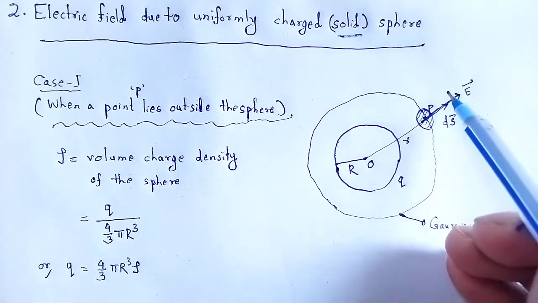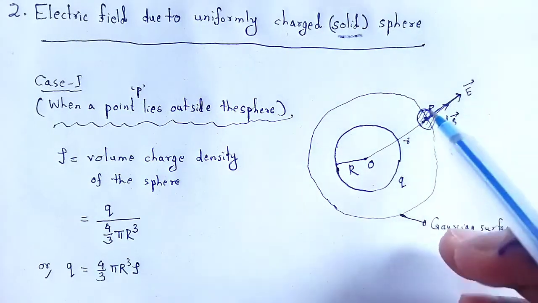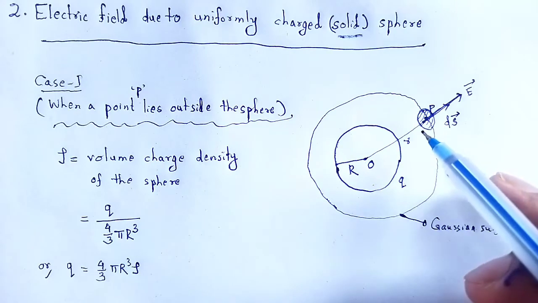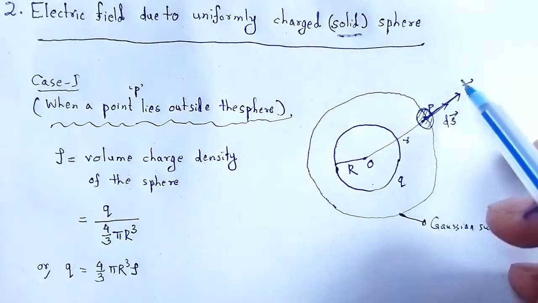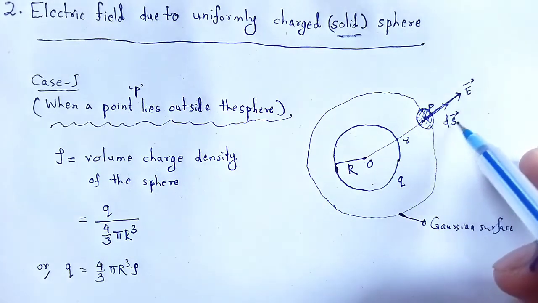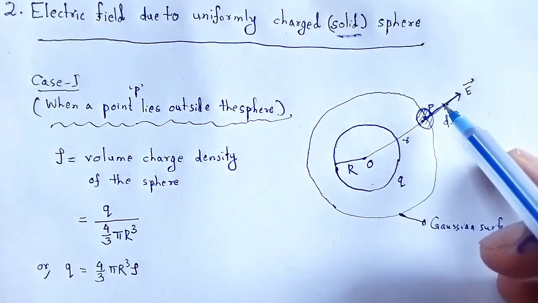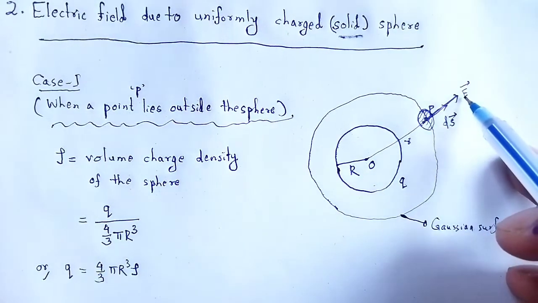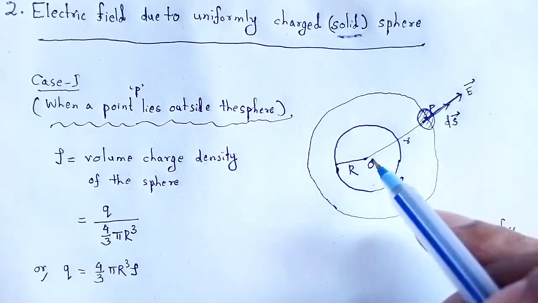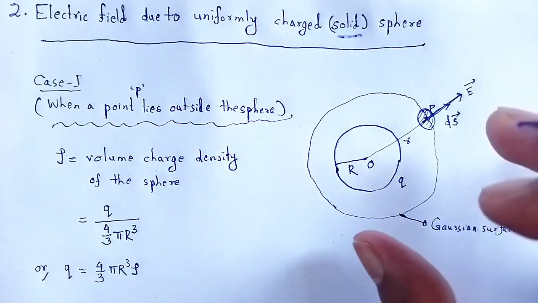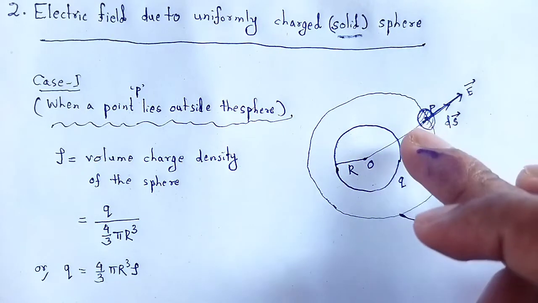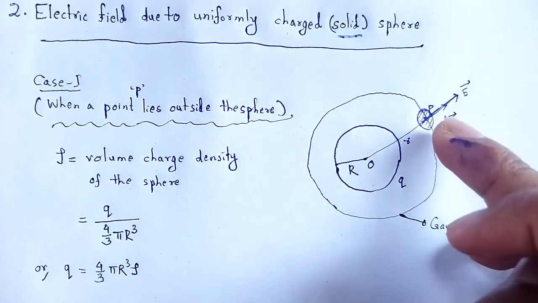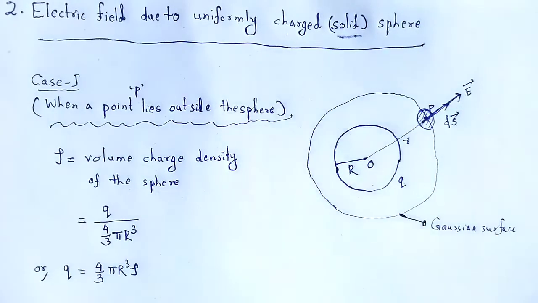Since the electric field intensity E at every point of the Gaussian surface is directed radially outwards, both electric field intensity E and ds vector at point P will be in the same direction, meaning E vector is parallel with ds vector. Now applying Gauss law to calculate the total electric flux passing through the Gaussian surface.